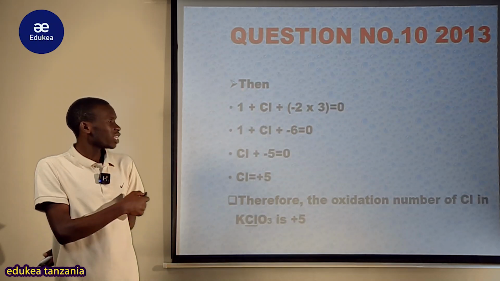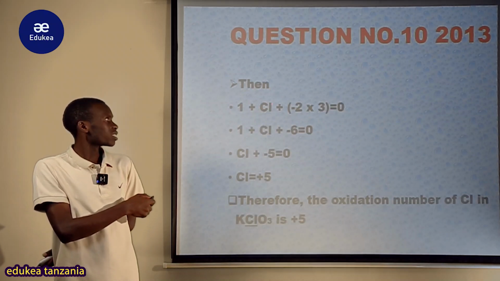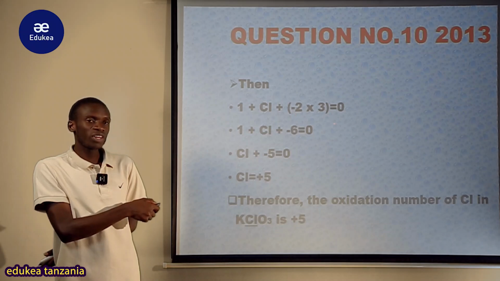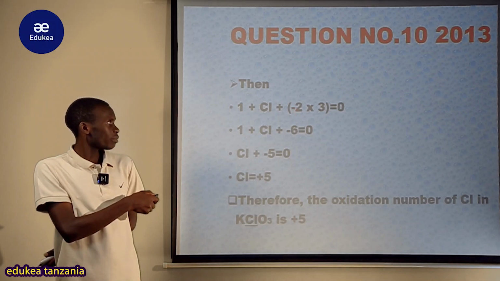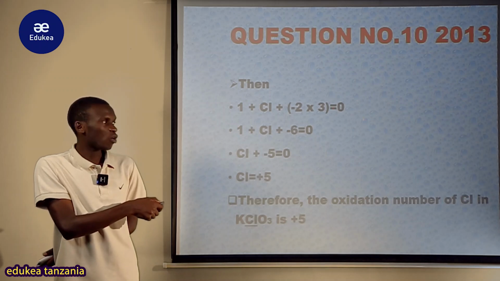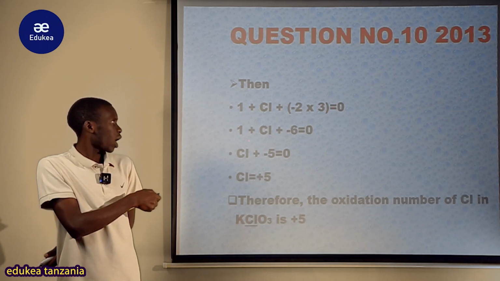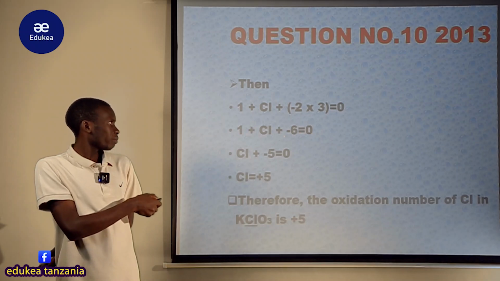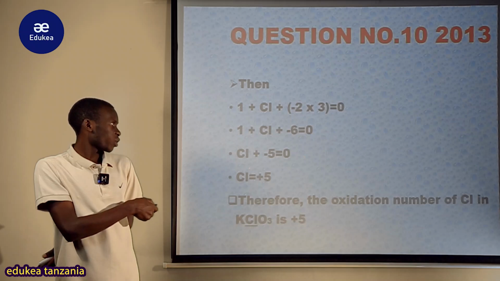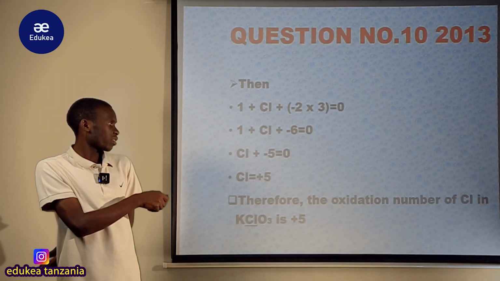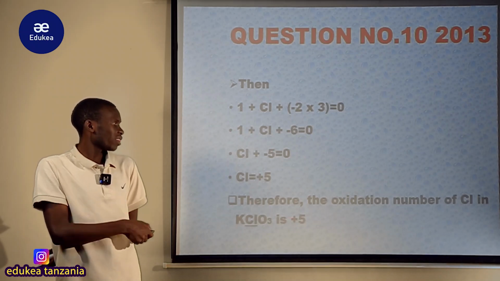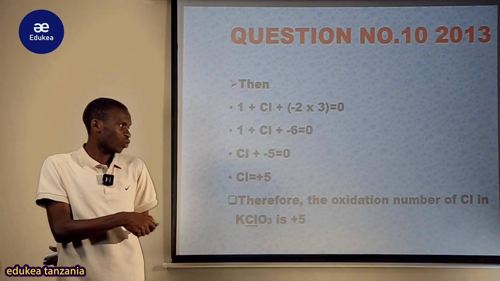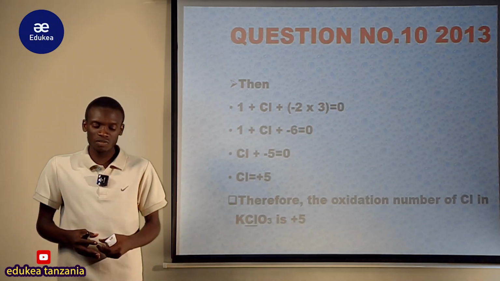After then there is 1 potassium, unachukua 1 plus chlorine plus, there are 3 oxygen. The oxidation number of oxygen is -2 times 3 will be equal to the total charge of the compound. Then 1 plus chlorine plus -6 is equal to 0. 1 minus 6 you get -5. Chlorine plus -5 you get 0. Take this 5 to the other side, you get +5. Then the oxidation number of chlorine will be equal to +5.